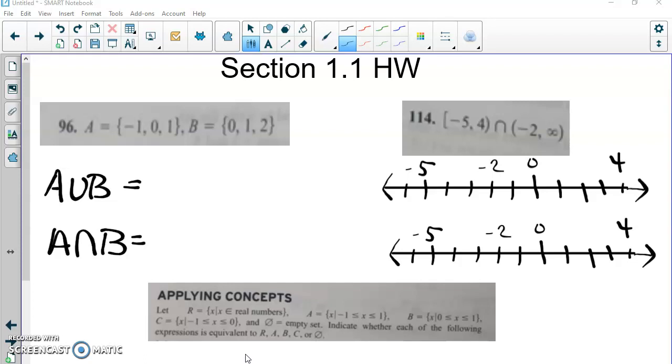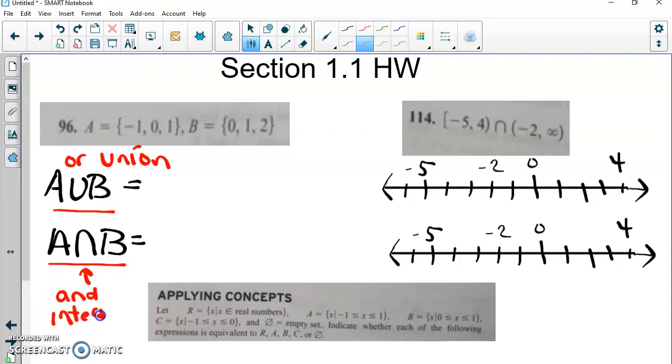So in number 96, the directions ask you to find the new set for A union B and A intersecting B. We learned in class the other day that the U means or, union, and this symbol here, the upside down U, is and, or intersection. So, or, union, we are creating an entirely new set looking at these two specific sets.